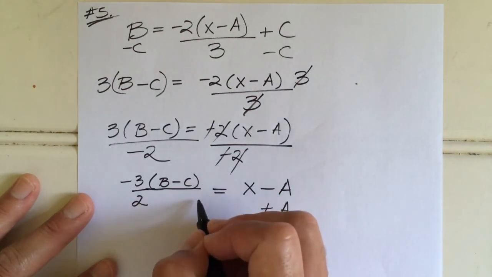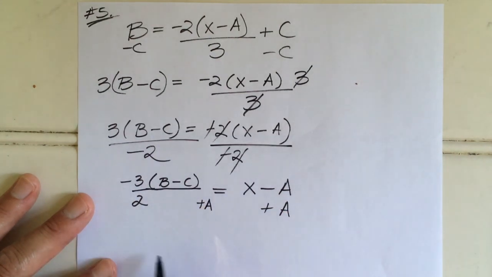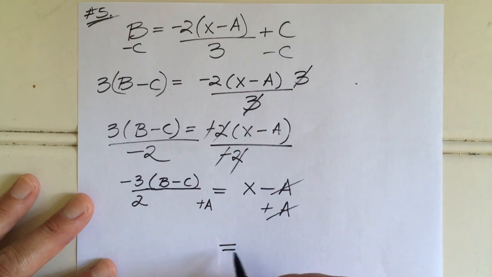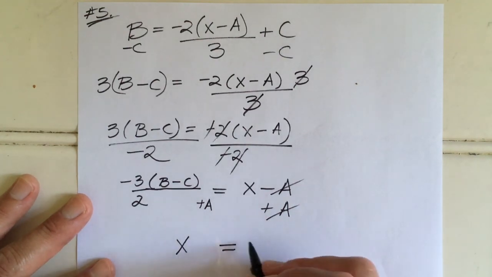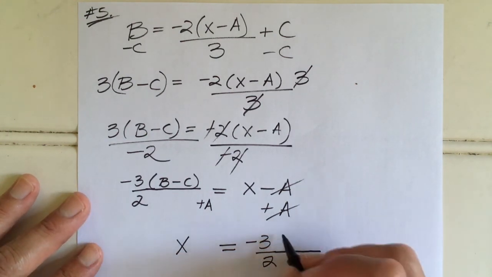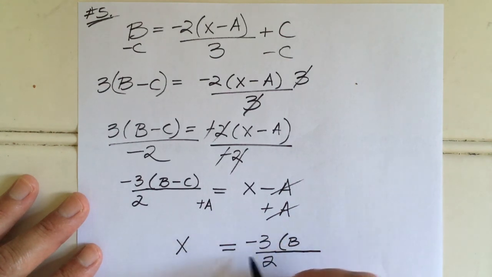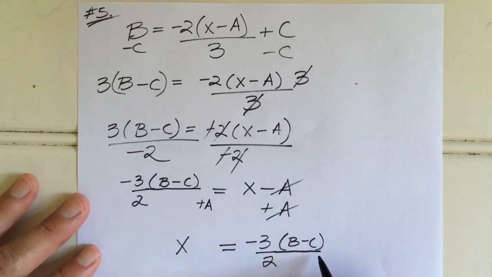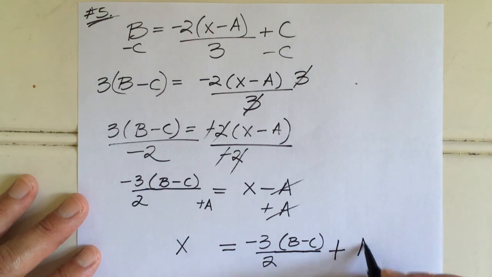So when we do that, when we add a here, we're going to go ahead and cancel this, and we'll be left with x all alone. I'm going to go ahead and put the x on this side because I can do that. Negative 3/2 times b minus c, plus a, is equal to x, because it's an equality, right? So it doesn't matter what side is on what side.